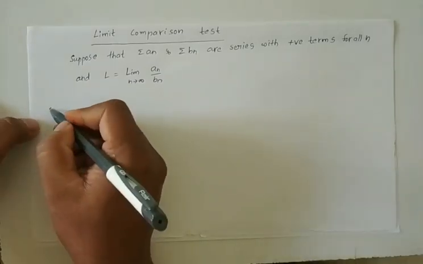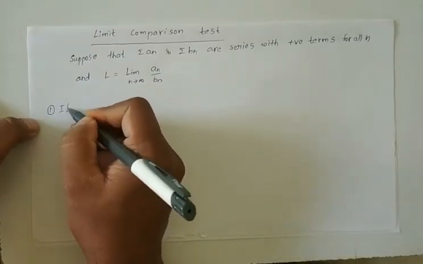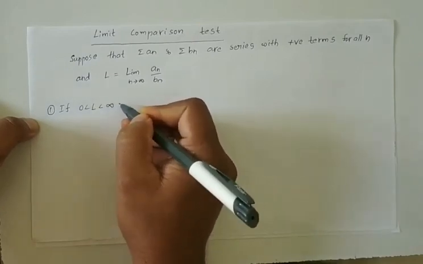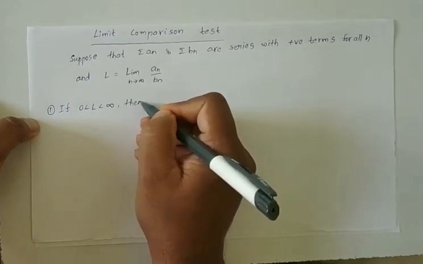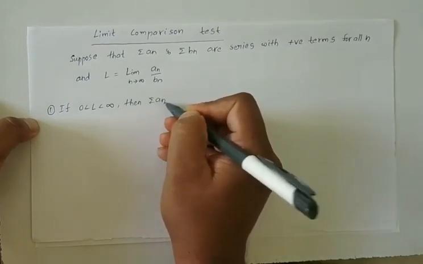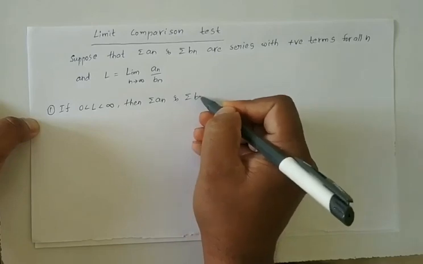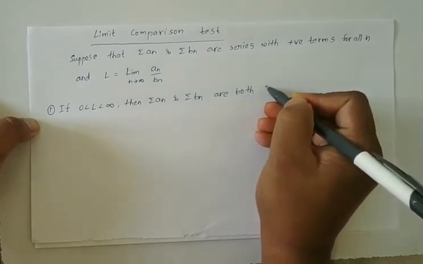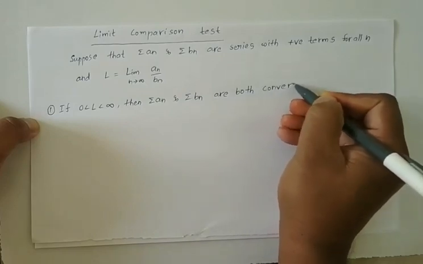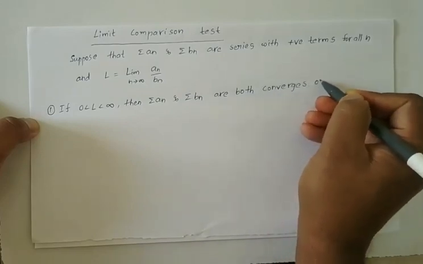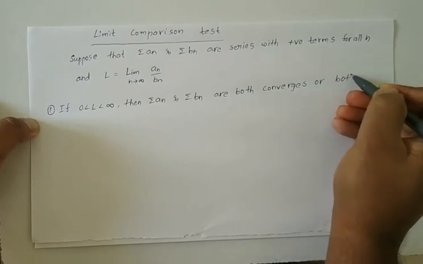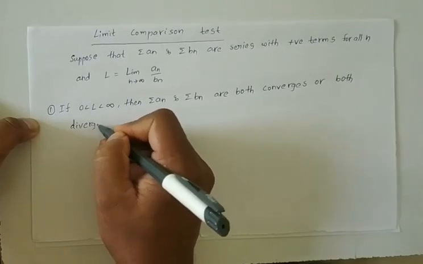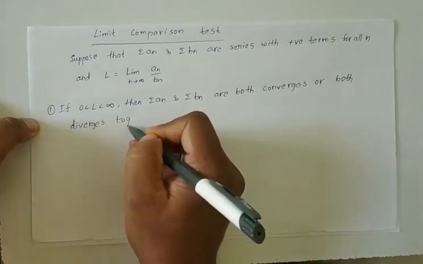Okay, first one, if 0 less than L less than infinity, then summation an and summation bn are both convergent or both divergent together.